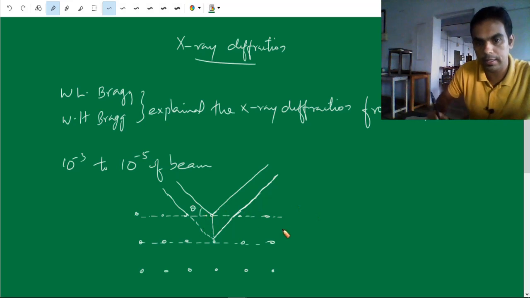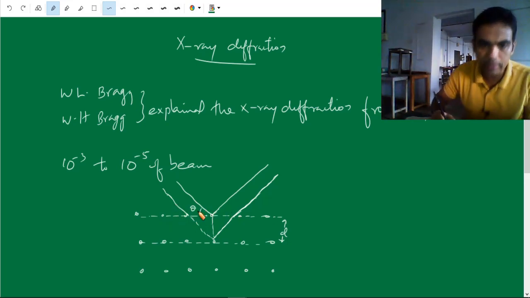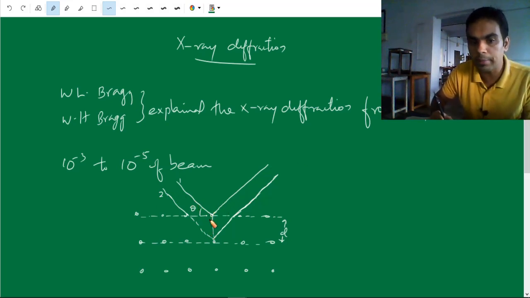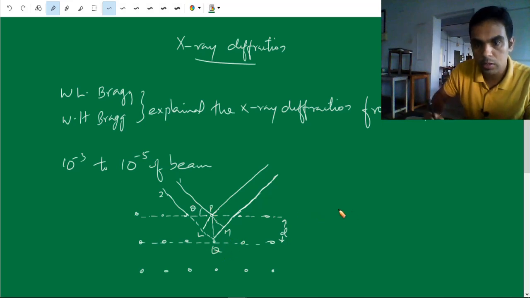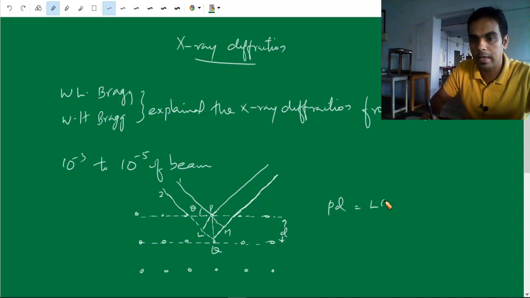So d is the interplanar spacing, and an X-ray beam is incident with an angle theta with the plane, and we have shown two rays, 1 and 2, which are reflecting from successive planes. So the path difference can be calculated. You know how to calculate path difference. So we have drawn perpendiculars. This is L, this is M, and this is P, this is Q. So the path difference is equal to LQ plus QM.